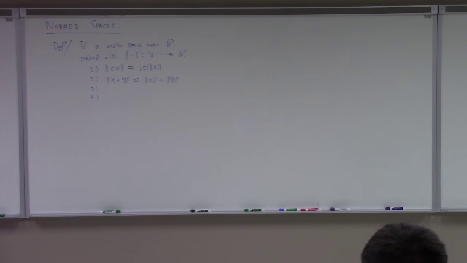If you think about x and y being the horizontal and vertical legs of a triangle, you've got x, you get y, and then x plus y is here. So, of course, the length of the hypotenuse is less than the sum of the lengths of the legs. Triangle inequality.